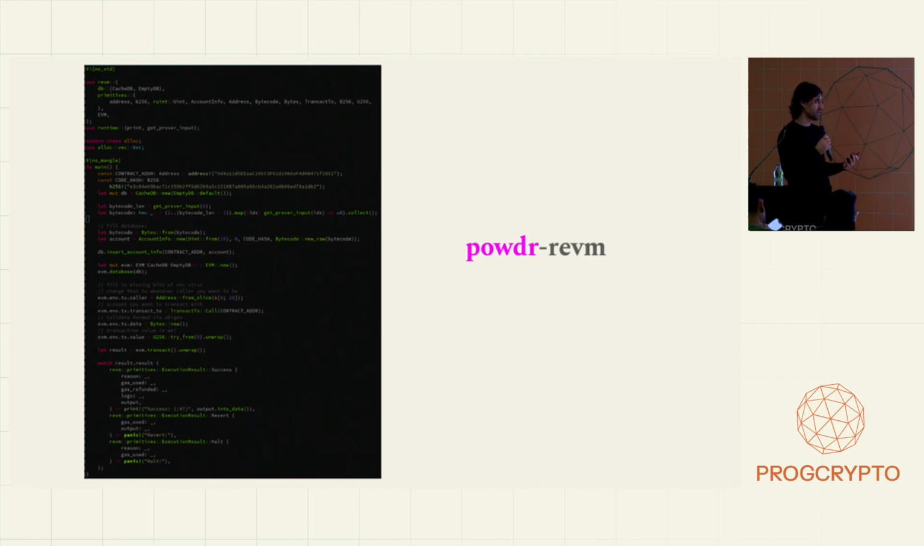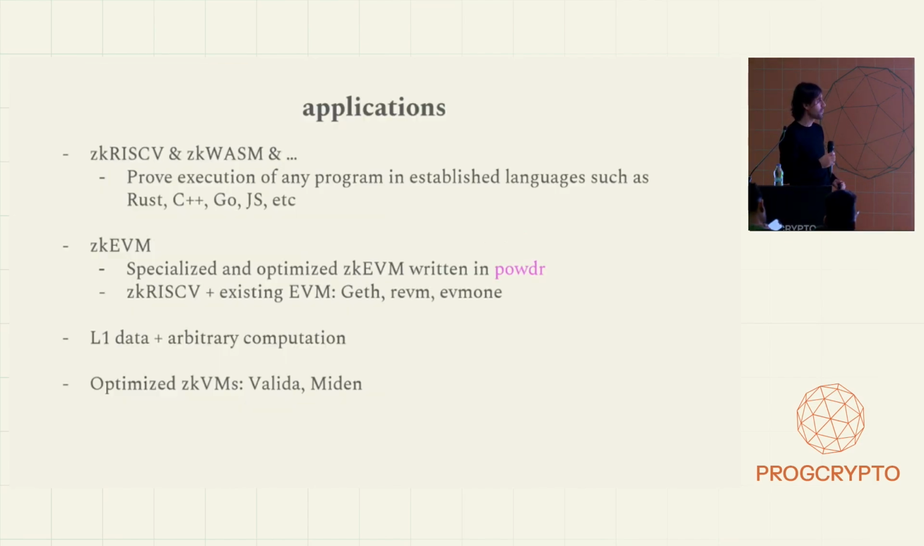This is a level of developer experience that we're looking for. Some applications of these things are kind of obvious, like zk-RISC-V and zk-WASM, because this enables you to make zk proofs for programs that already exist, like I just showed. zkVM is still a pretty big use case. And the two main ways we see to achieve zkVM implementations using powdr are, first, the one I just showed with zk-RISC-V and then using some existing implementation like REVM or EVM1 or even Geth. The other one is writing a specialized and optimized zk-EVM, similarly to what we did with RISC-V, but for the EVM.